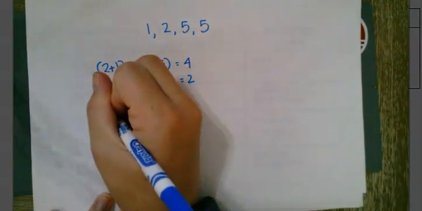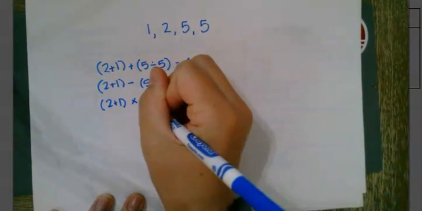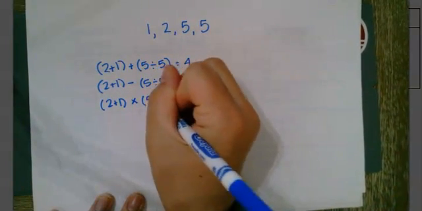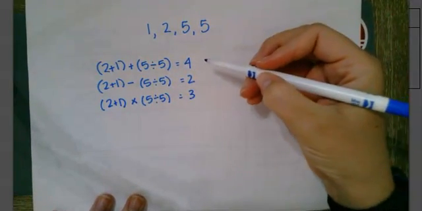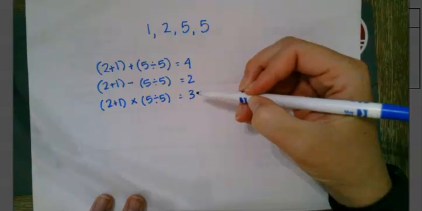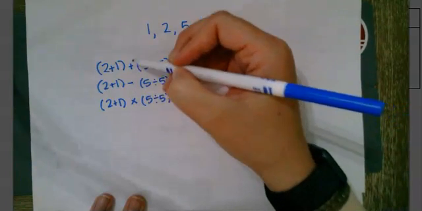Okay, let me try another operation. 2 plus 1 multiplied by 5 divided by 5. Did you see how I was able to get 3 different numbers by just changing the operation down the middle?